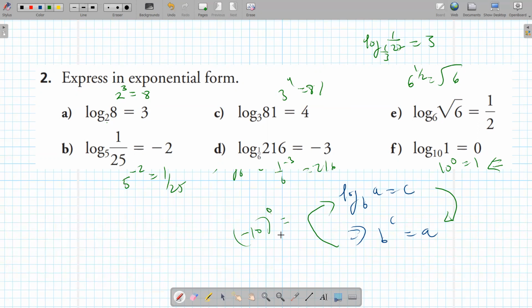Is it -1? No, anything to the power of 0 is a 1. Doesn't matter if it's positive or negative. Okay. What is 1 to the power of 0? 1. What is 0 to the power of 1? 0. Yeah. What's 0 to the power of 0?